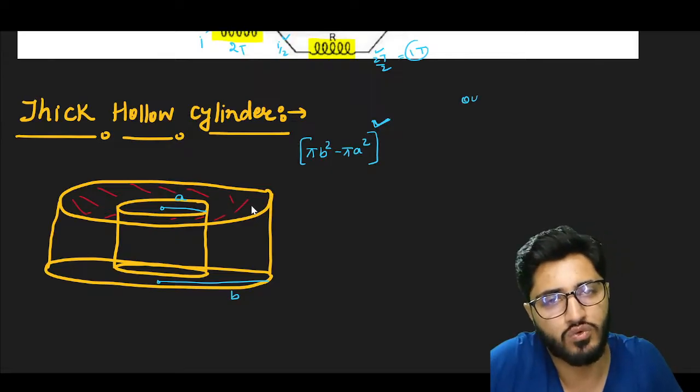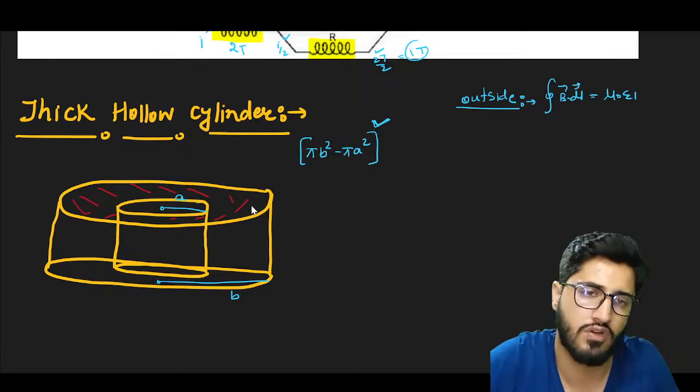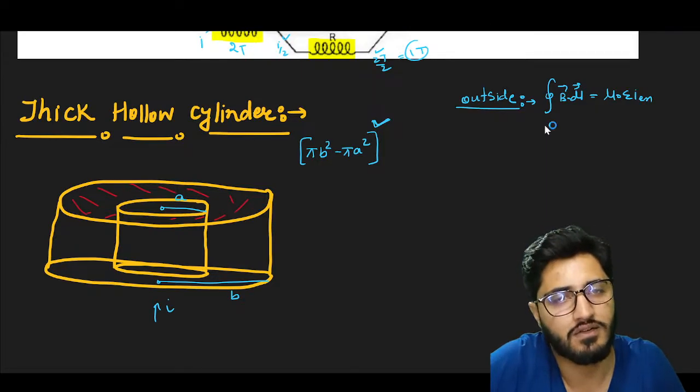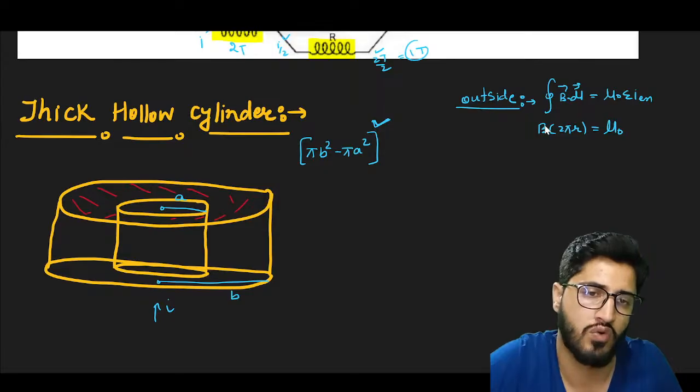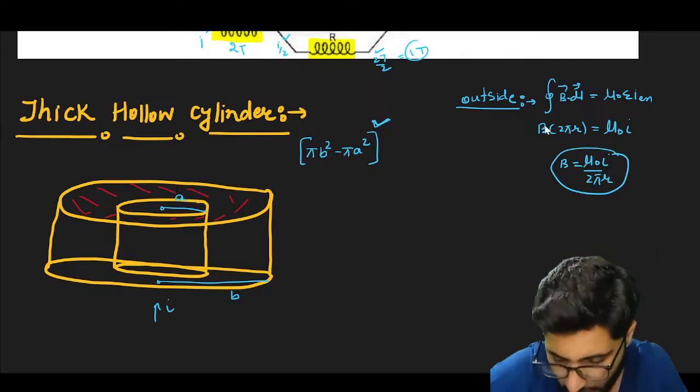So if you need to get the outside magnetic field, it is the integration of B dot dl equals mu naught times the summation of I enclosed, if current I is given. So you can write B times 2 pi r equals mu naught I. I don't need to do the whole derivation. So B came out to be mu naught I divided by 2 pi r. This one.